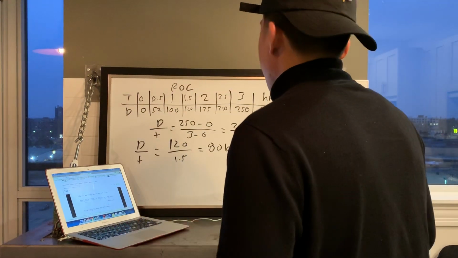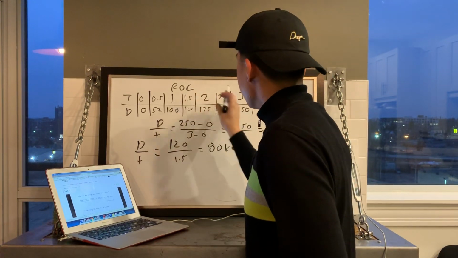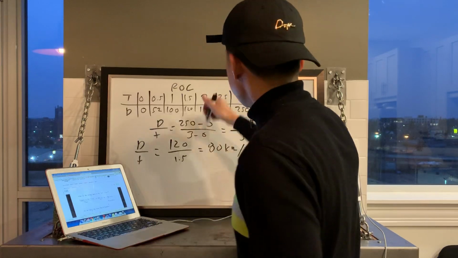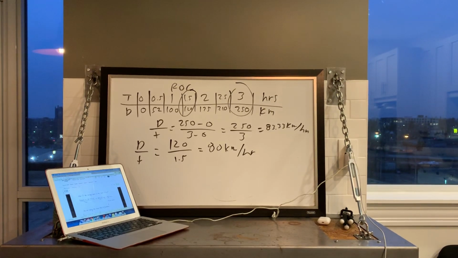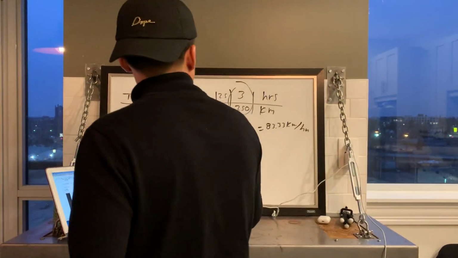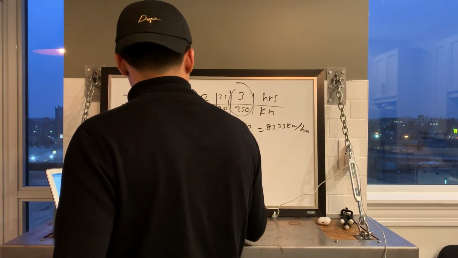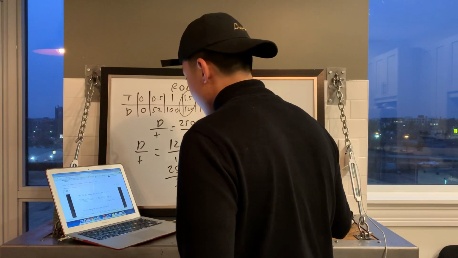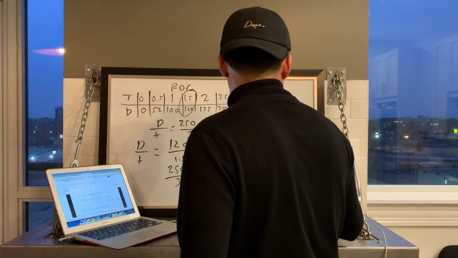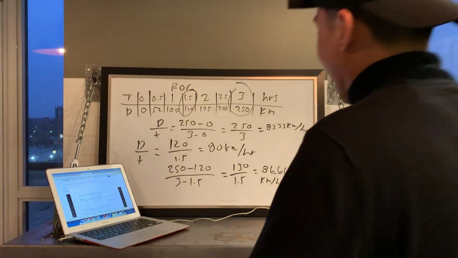How about the last 1.5 hours? That would be between here and here, from 1.5 to 3. So we would do change in d over change in t, so 250 minus 120 over 3 minus 1.5. You get basically 130 over 1.5, which equals about 86.66 kilometers an hour. So that's what you get for the last 1.5 hours. A little bit of a trickier question, but nothing we can't handle.